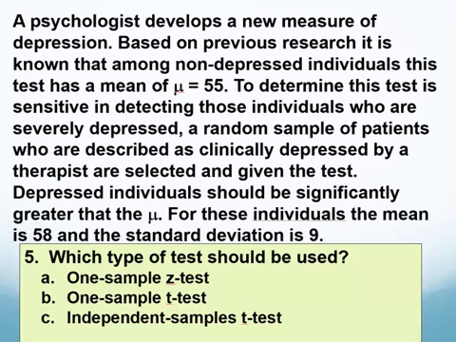Depressed individuals should be significantly greater than the population mean. For these individuals, the mean is 58 and the standard deviation is 9. What type of test should be used? Go ahead and pause the video and figure it out.